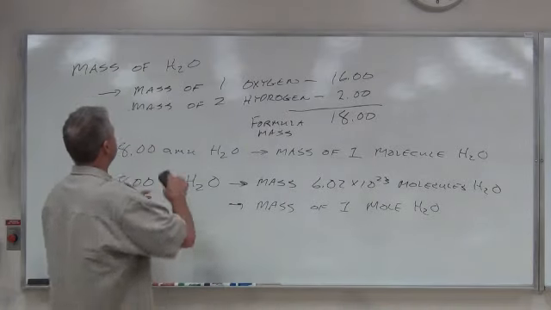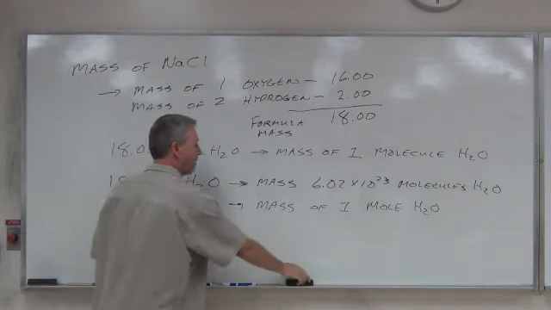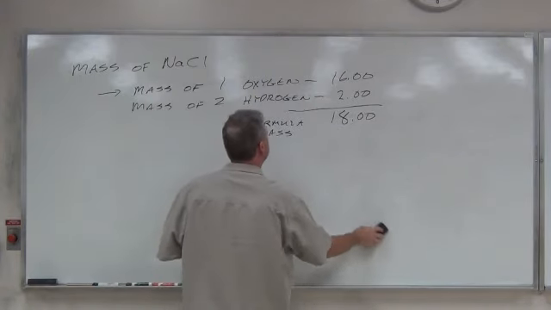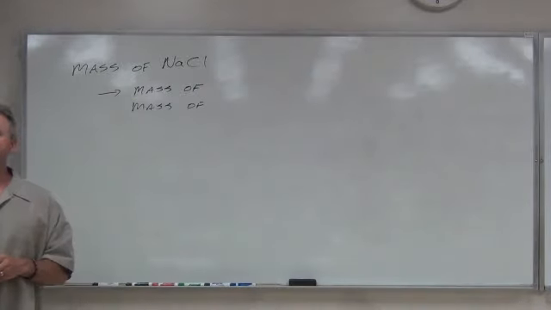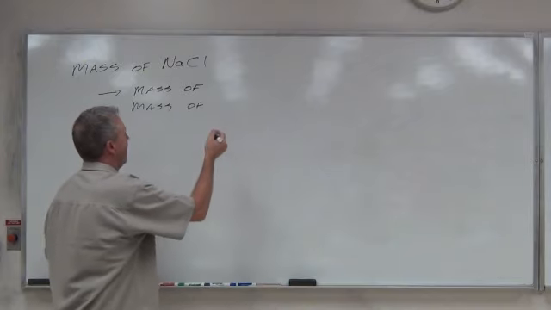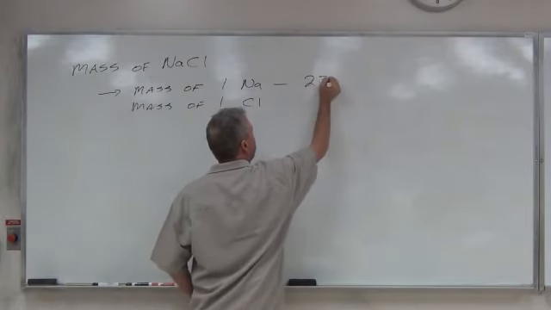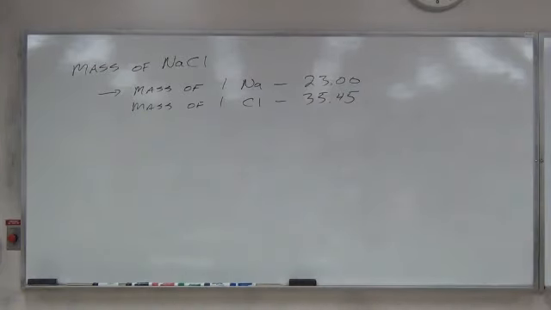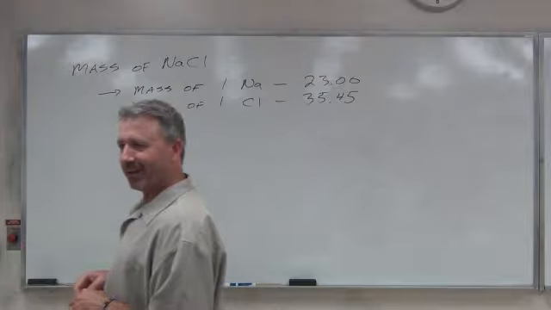All right. Let's try NaCl. The mass of NaCl would be the mass of one sodium and the mass of one chlorine. Sodium is 23.00. The chlorine is 35.45, I think. 22.99 for sodium, is that what it says on ours? Yeah. Let's just use 23. I don't want to do all that adding.